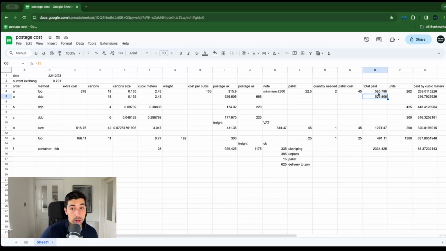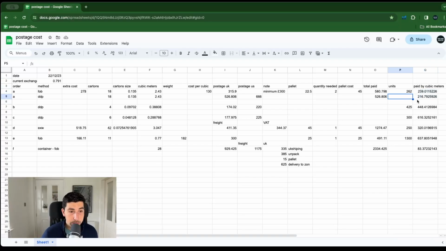So a total difference of about 60 quid really between them, because what I've done is I've converted it. I've used the exchange rate of 0.79 because that's what it's been recently. Some of these transactions I've had a different exchange rate on them, but I've done it in order to be able to compare everything all together. So you can see about 216 per cubic meter.